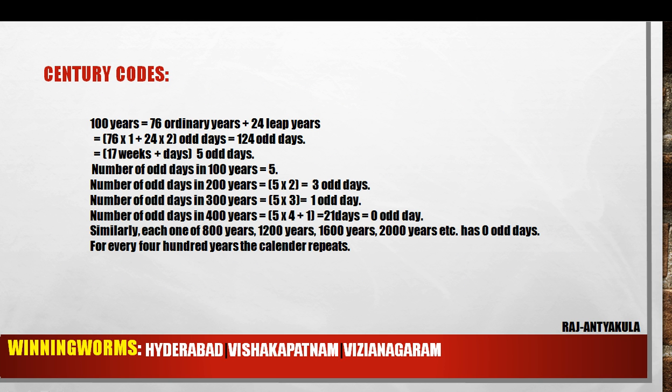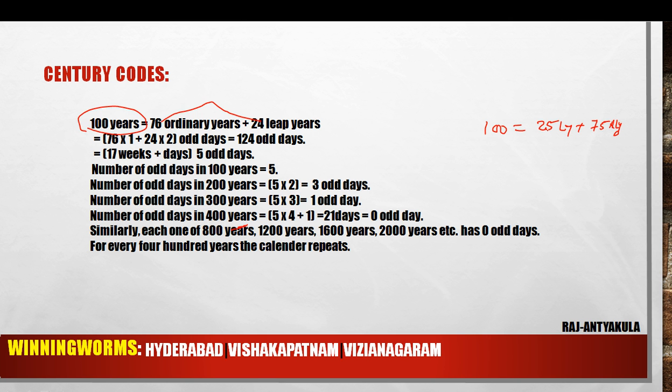See, coming to century codes. How will you find the century codes? Let us find it for the first century. So 100 years. For the first 100 years, how many ordinary years, meaning non-leap years? 76 and 24 leap years. Simple. Actually for 100 years, there will be 25 leap years and 75 non-leap years.